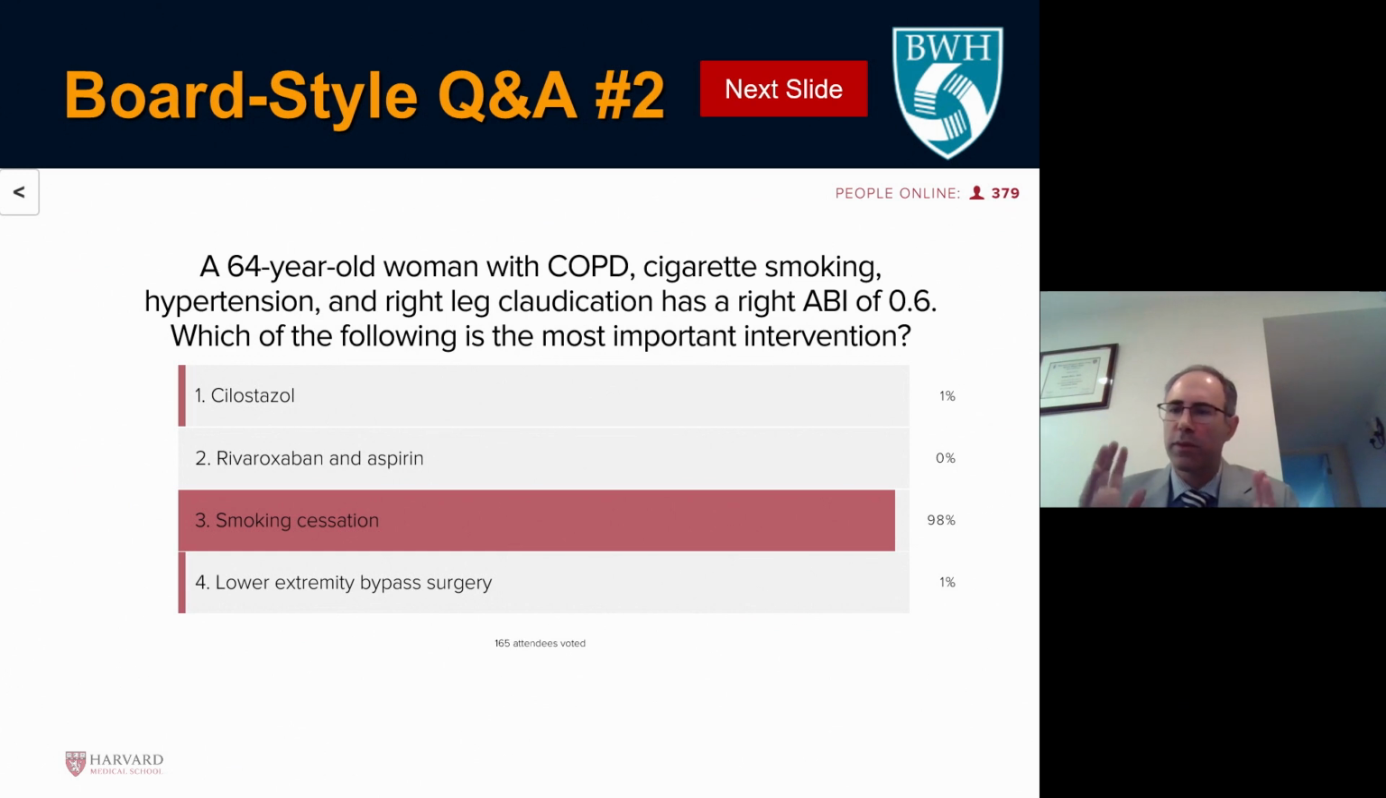We want to improve symptoms and quality of life, and reduce that 5-year risk of cardiovascular events. Is cilostazol going to do that? No. Will rivaroxaban and aspirin help? Yeah, we'll reduce the risk of cardiovascular events. The COMPASS trial showed that, but it's not going to change the claudication necessarily. Lower extremity bypass will help the claudication for sure, but it's not going to change the cardiovascular risk. What'll do both? Smoking cessation.